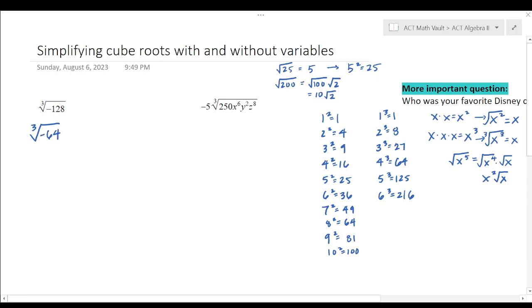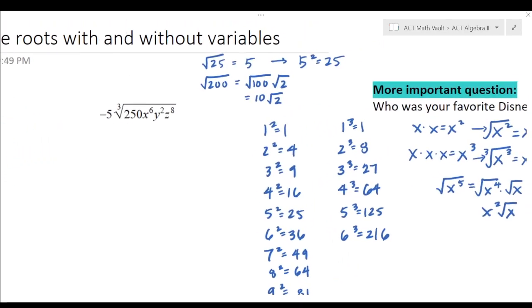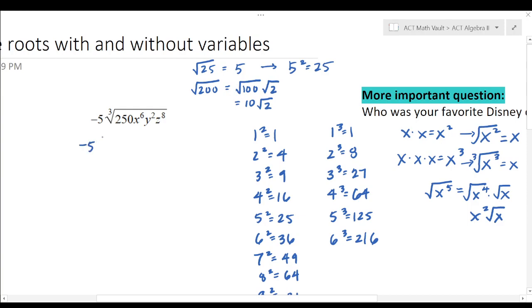And I'm going to take out the biggest perfect cube that goes into 128, just 64. What's left over is a 2, because 64 times 2 is 128. And so this here is just negative 4. And then we have cube root of 2 left over. Okay, so then that's just my final answer. I'm breaking it down into smaller pieces so that I can try to pull out that perfect cube. We're going to do the same thing. There's a negative 5 on the outside here, but then I can break all of these into smaller pieces.